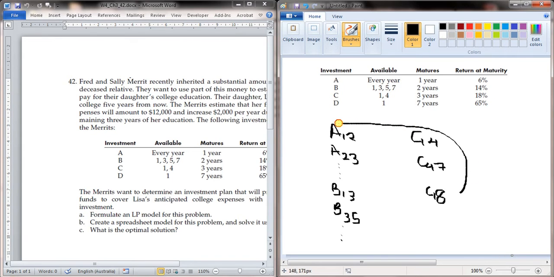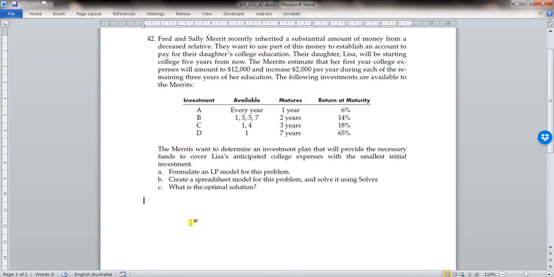So these all are our decision variables. That is, A12 will represent amount invested in A in year 1, A23 will represent amount invested in A in year 2, likewise. So the return rate is 6% for A, 14%, 18%, 65% for other investment options. If we go back to our problem and make the LP for this, how would it look?